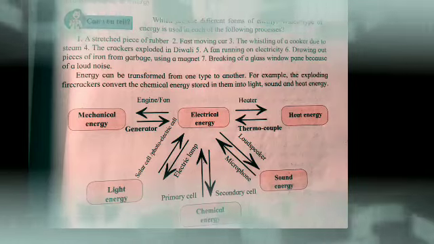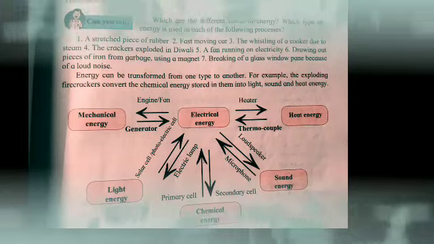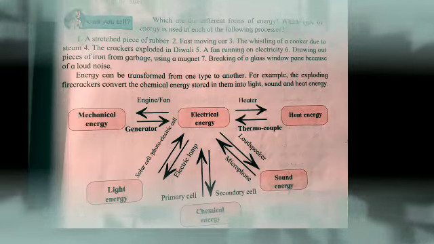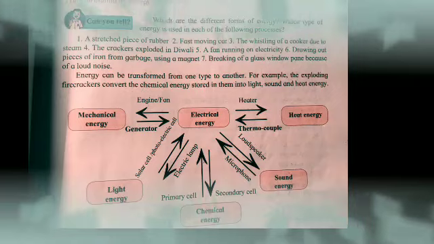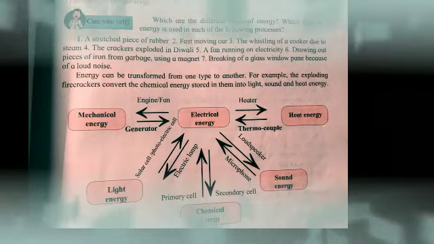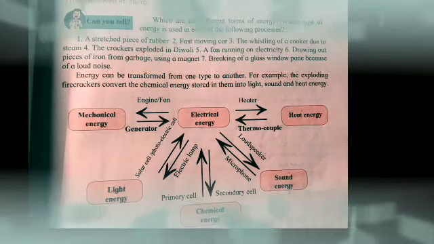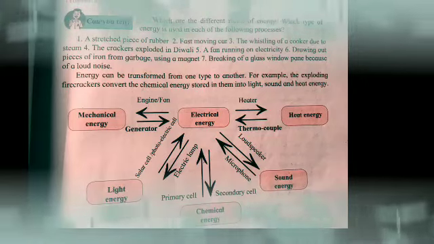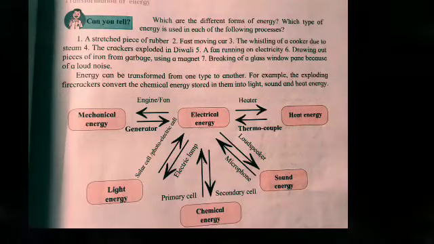But in this case, the energy can transfer from one type to another type. For example, the exploding firecrackers convert the chemical energy stored in them into light, sound and heat energy. Another example in your house: when we switch on a light, the electrical energy is converted into light energy. This is the transformation of energy. That is, one form of energy is converted into another form of energy.